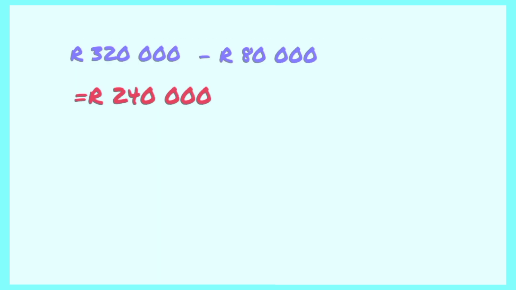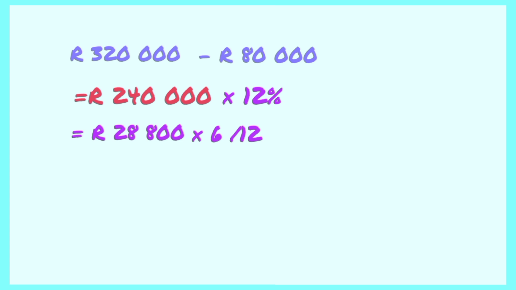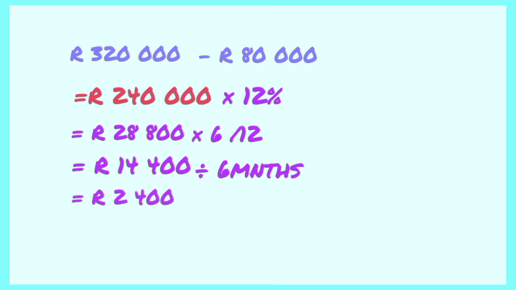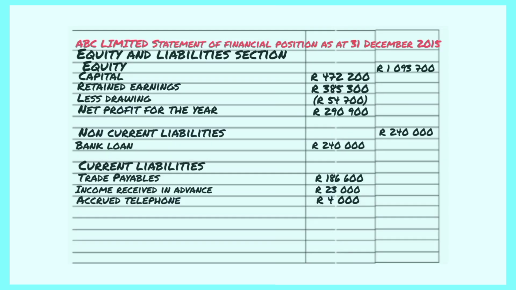To calculate interest payable, we are going to use 240 times 12%. We have interest expense of 28,800. So remember, now 6 months has already passed. So we are going to say 6 divided by 12. We have interest expense of 14,400. If you say divide by 6 months, per month interest expense is 2,400. Remember, we have 4 months accrued, so you say times 4. 9,600 is an accrued expense. So you write down accrued expense 9,600.